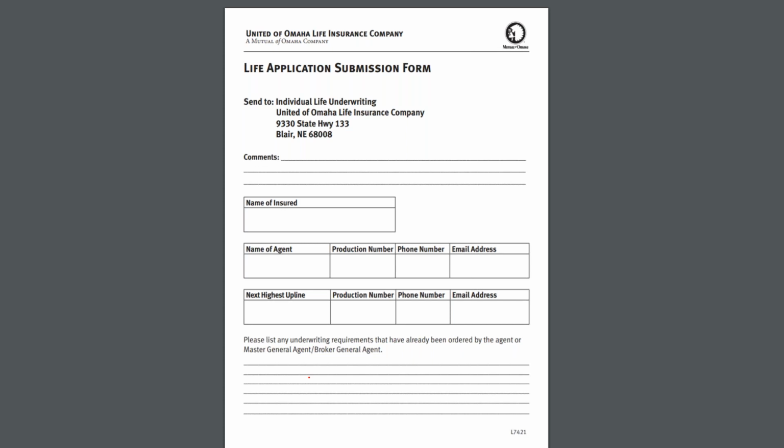And then lastly, this is the life application submission form. This is basically the cover sheet. You need to submit this with every single application. Comments, if there's any special comments you need to put in there. Otherwise, you're just filling in your client's name, agent name, your information goes here. Your next highest upline, it's not necessarily a requirement. If you have it, you can fill it in there, or you can just write in there Senior Solutions or your insurance group. Either one of those will work.